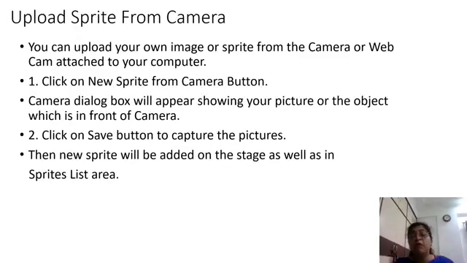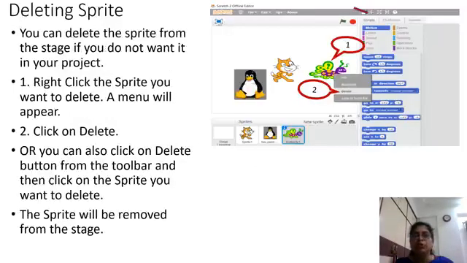Now upload sprite from camera. This is the last option. You can upload your own image or sprite from the camera or webcam attached to your computer. Click on the new sprite from the camera button. A camera dialog box will appear and it will show the pictures which I have captured. Click on the save button of the picture to capture the pictures. The new sprite will get added on the stage as well as in the sprites list area. Okay, same as the other options.